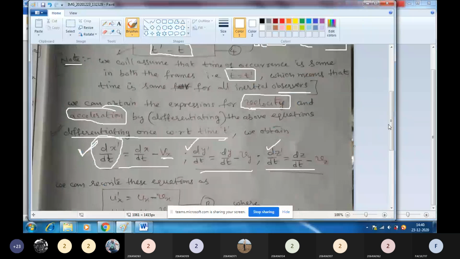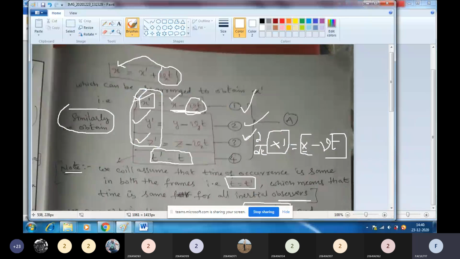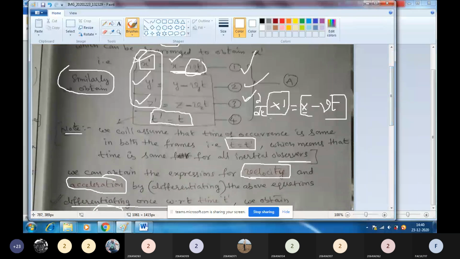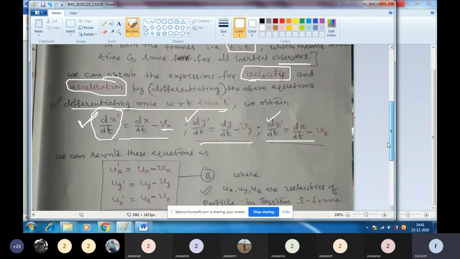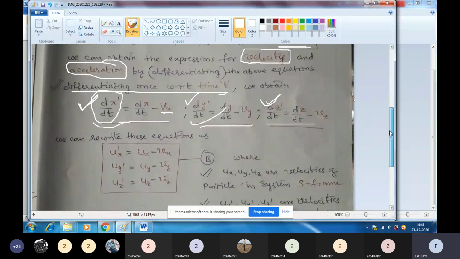What are the relations here? x prime will be equal to x minus vxt, y prime equals y minus vyt, next z prime equals z minus vzt. Okay. Now from these three positions, we are going to obtain the velocity by differentiating those equations with respect to time. Thereafter you are going to get three equations, 1, 2, and 3. Simple mathematics, there is no difficulty in understanding these.